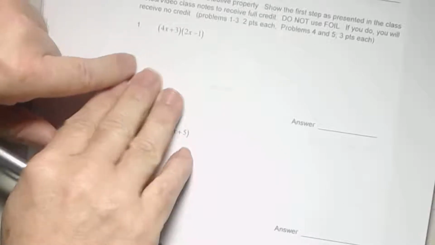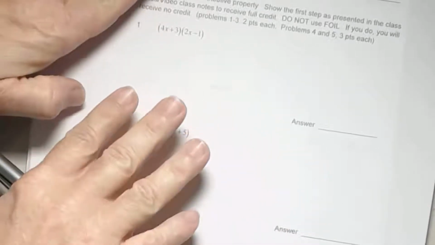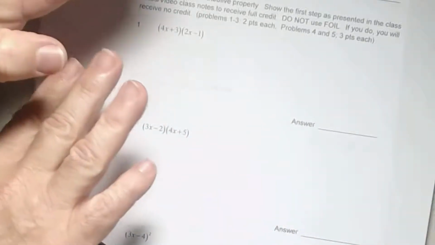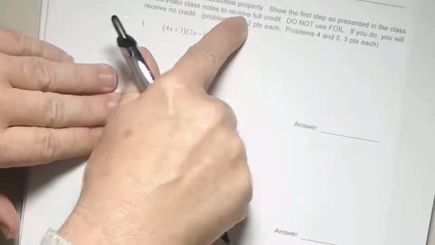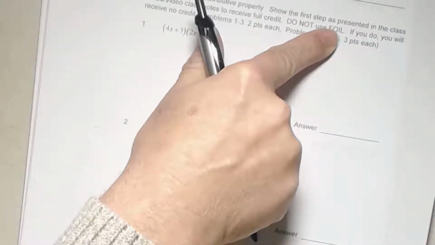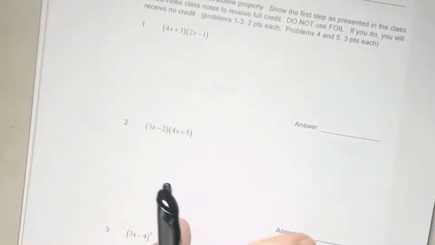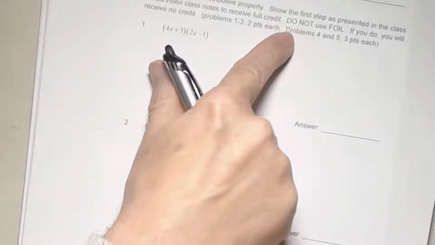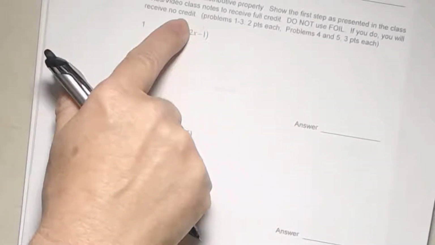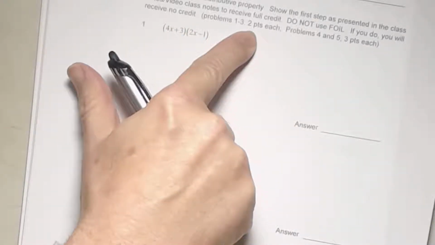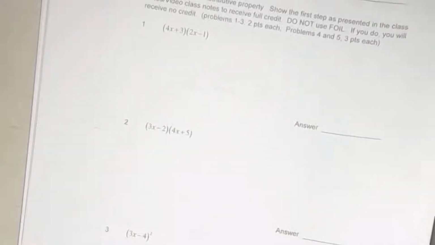I'll show you what I'm looking for. And we talked about this last class period, so if you go back to those notes, on that table, you'll see what I'm referring to. It says multiply using the distributive property. Show the first step I presented in class. I'm about to show you how to receive full credit. Do not use FOIL. If you do, you will receive no credit. Problems 1, 2, and 3 are 2 points each. Problems 4 and 5 are 3 points each.